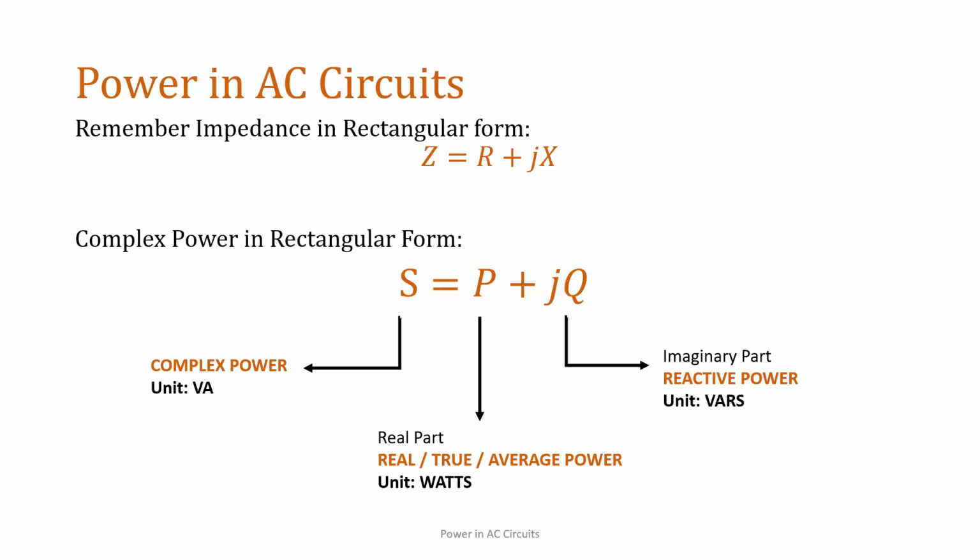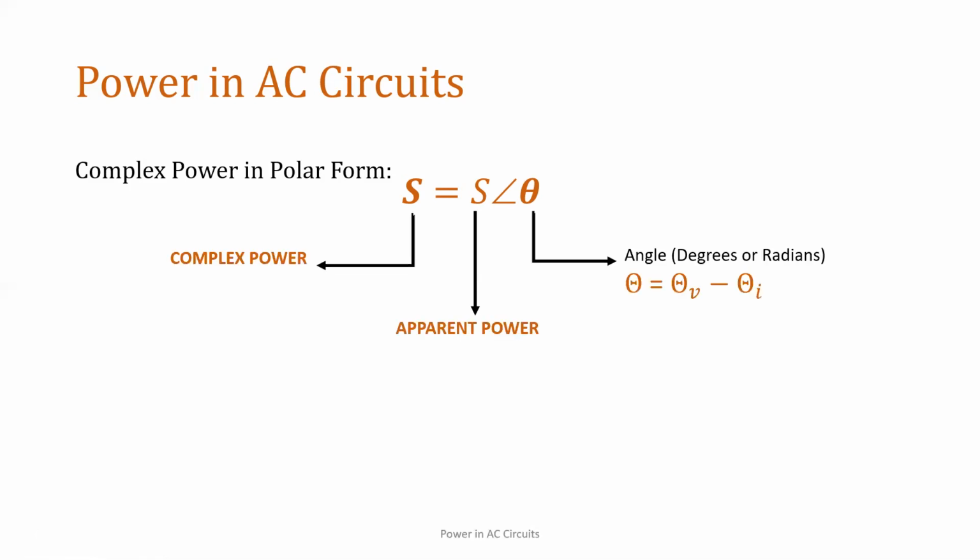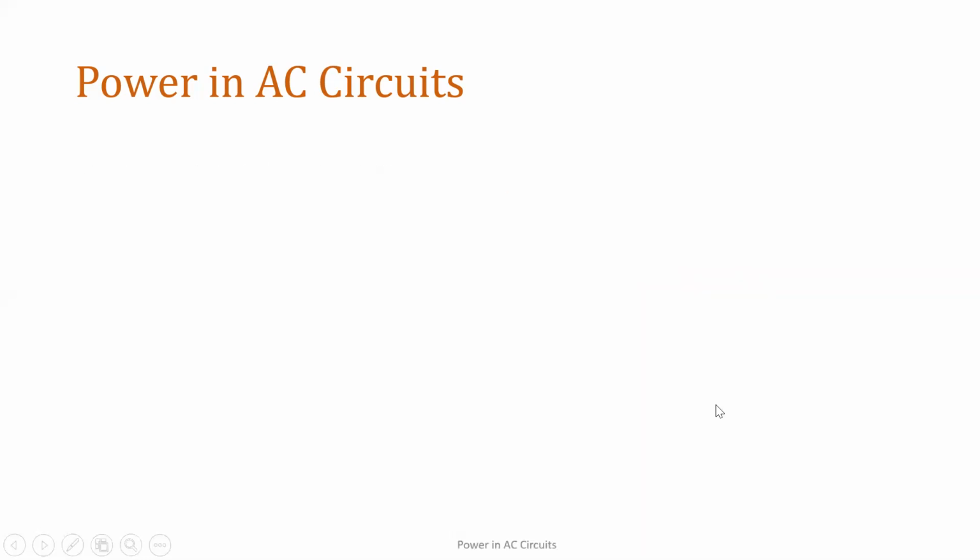Take note that in complex power we have an angle, because we have j indicating the imaginary part. Next, how does it look in polar form? We have complex power equal to the apparent power at an angle. The angle here is equivalent to the phase angle of the voltage minus the angle of the current. So let's see the power triangle.